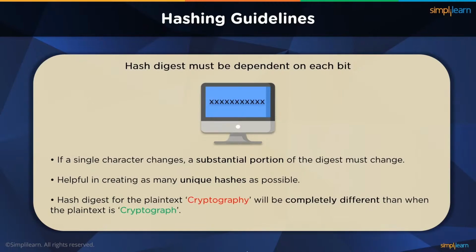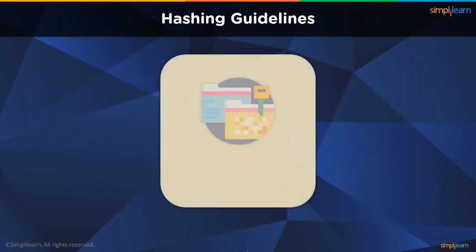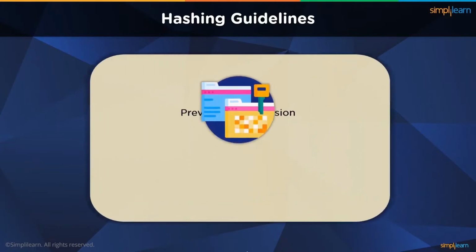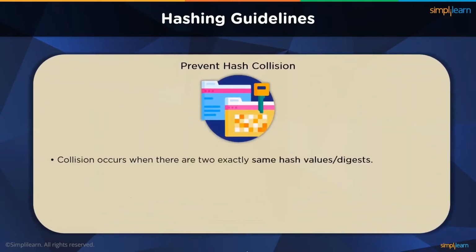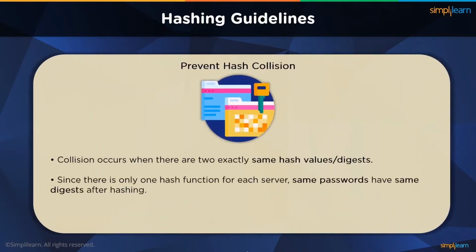But what if two different users are using the same password? Since the hash function is the same for all users, both the digests will be the same. This is called a hash collision. You may think this must be a rare occasion where two users have exactly the same password, but that is not the case. We have techniques like salting that can be used to reduce these hash collisions, as we will discuss later in this video.